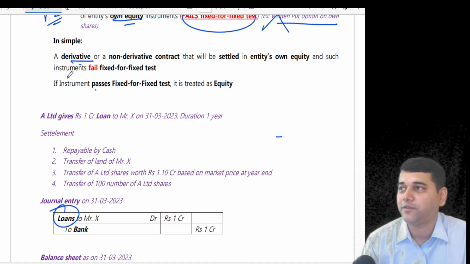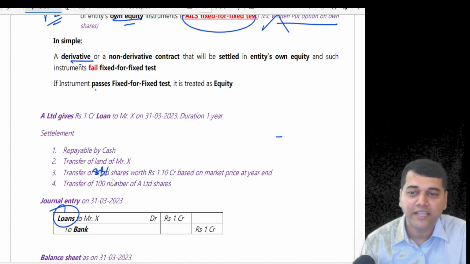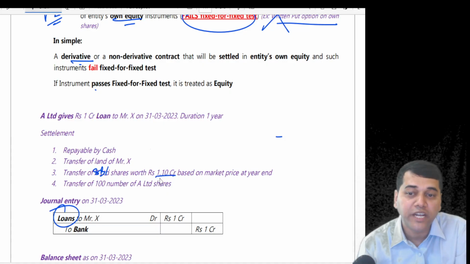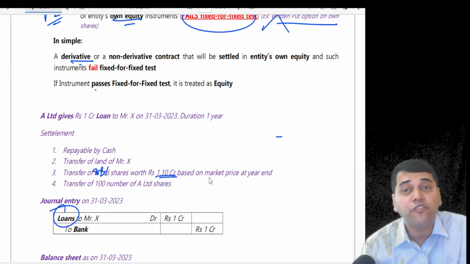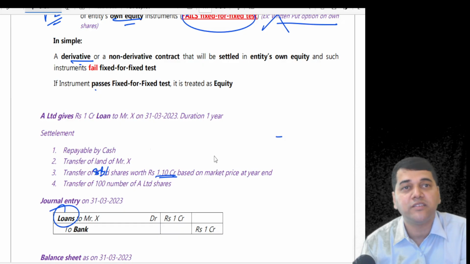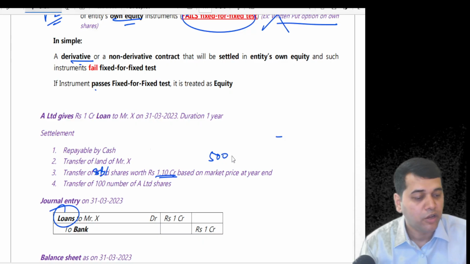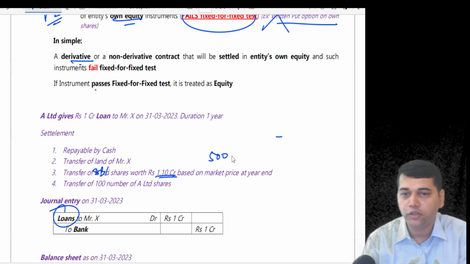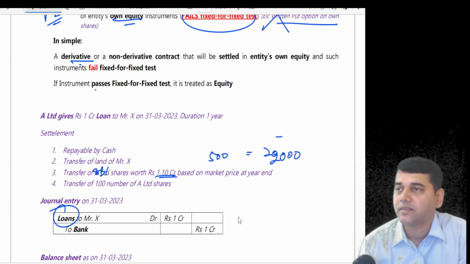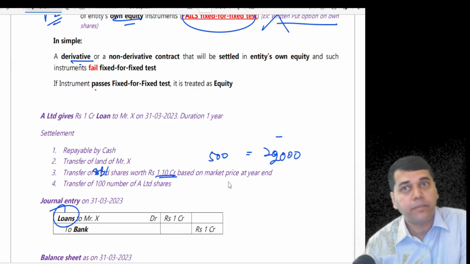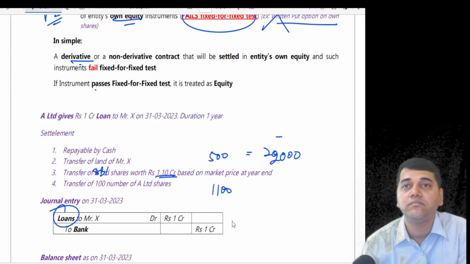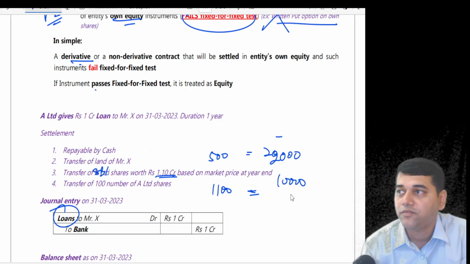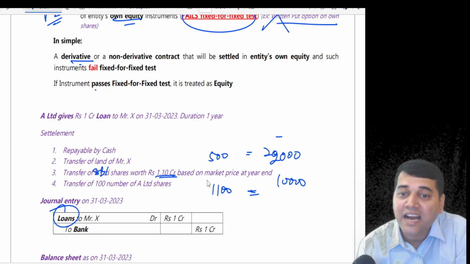Now we'll go to the third scenario. SBI has given a loan and SBI has said, look, at the end of the year you have to give me 1.1 crore rupees worth of shares. That means today, how much is the market price of SBI shares? 500 rupees. So 1 crore 10 lakhs divided by 500. If today you have to repay me, you should give me 22,000 shares. After 1 year, probably the market price may become 1,100. In that case, how many shares will you give me at the end of the year? 10,000 shares. Followed, no? That means the shares are variable.